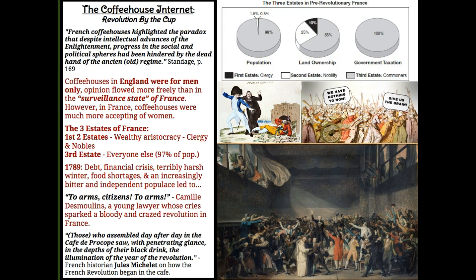And this leads to 1789, the debt, financial crisis, harsh winters, food shortages. But really, the famous quote, "To arms, citizens, to arms." This is a young lawyer who cries, sparked the bloody and crazy revolution in France. The thing that you see is that a lot of the discussion of how to take over, what to do, what some of the problems of the day were, how they ended up in debt, the financial crisis, it all started in coffee houses. And the revolution really started as pure discussion at first.